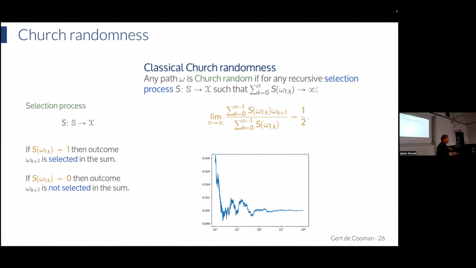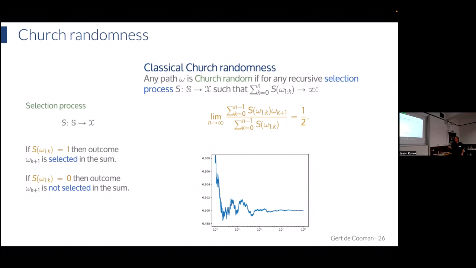So I have a path omega, and I will call it Church random. First of all, let S be equal to 1 everywhere if the limiting frequency of 1s is 1 half. But more than that, I will add a requirement. I'm also going to use a selection process, and the selection process is 0 or 1. If this selection process is 1, I'm going to select omega k plus 1. If it's 0, I'm not going to include that outcome in my sequence of values. So this S is just a way of selecting certain outcomes. If it's 1, I select the outcome. If it's 0, I just drop the outcome from my sequence of relative frequencies.